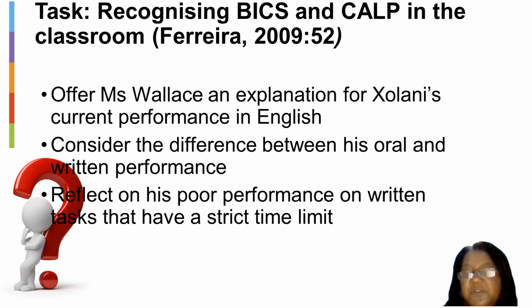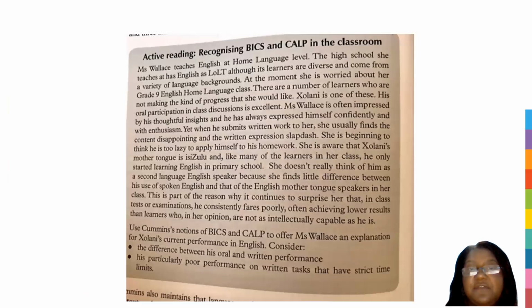Consider the difference between his oral and written performance and reflect on his poor performance on written tasks that have a strict time limit. So if you go to that article, you will see that Kulani is very good when it comes to BICS. He is very good in the basic interpersonal communication skills, but not in CALP. And that really is what the article is all about. Okay, so here's the active reading, recognizing BICS and CALP in a classroom. Okay, and this is the explanation.